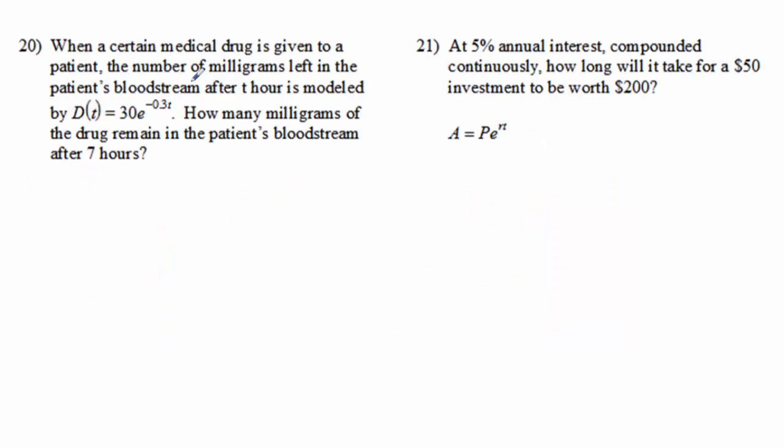Number 20. Now that might look a little intimidating, but what they're doing is they're telling us a formula to use for us to figure out how many milligrams of some drug, we'll call it Tylenol, how much would remain in the patient's bloodstream after 7 hours, okay? So that means that T is 7.